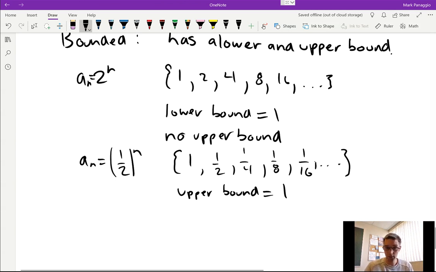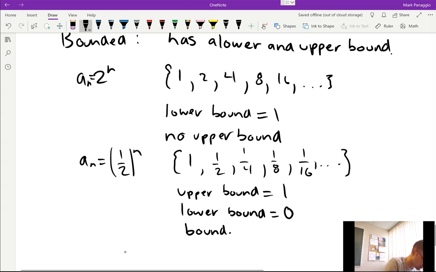Does it have a lower bound? Well, notice, certainly all of these terms are going to be positive. There's no way we can raise 1/2 to an integer power and get something negative. So it would be reasonable to say that -1 is a lower bound. But most often what we're interested in is what's called the greatest lower bound, or the least upper bound. In this case, the largest number that would still be a lower bound is 0. All of these numbers are going to be greater than 0, and so we would say that yes, this is a bounded sequence. So 1/2 to the n is bounded, 2 to the n is not.